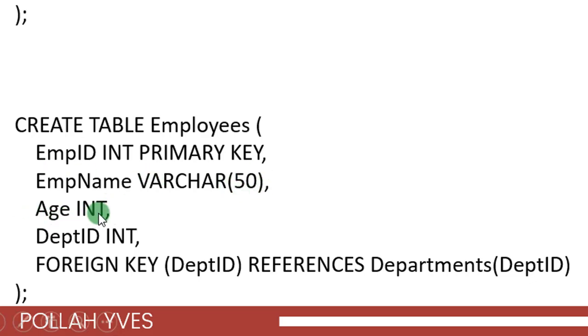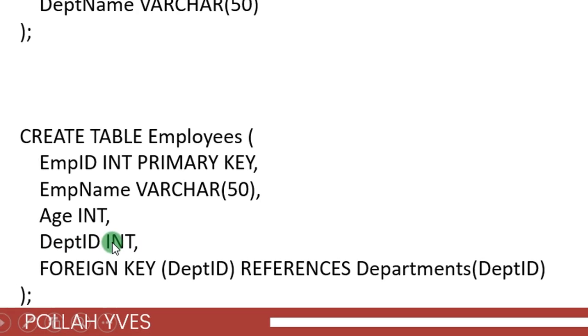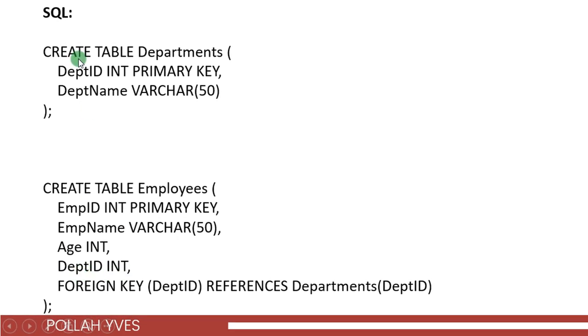Good. The next field was department ID, which is an integer, because remember that a foreign key must have the same data type as the primary key. Good. So yeah, the primary key was int. That's why here I'm also putting int. Now the next thing is, I cannot end. If I end like this, there's a problem. The problem simply means that I've created two tables, but they are not related together.